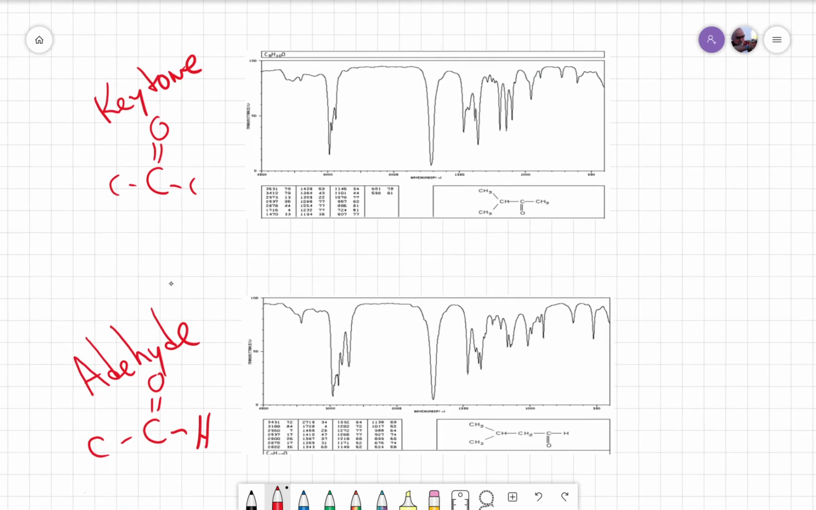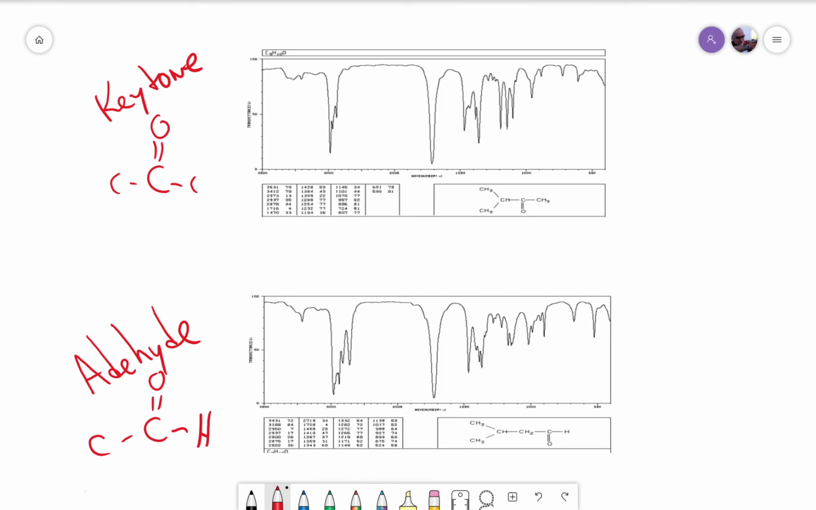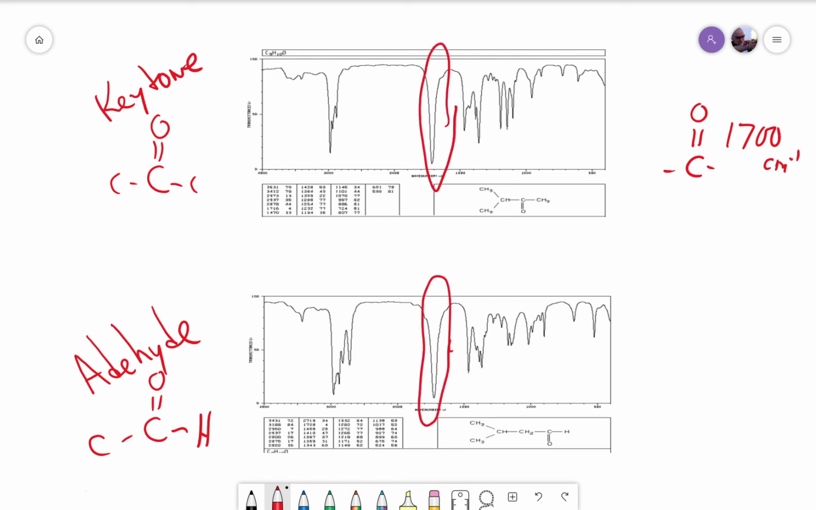Now if we go on to carbonyl containing compounds, remember the carbonyl is about 1,700 reciprocal centimeters, and it is a very easy peak to recognize. It's going to be a big, strong peak right at 1,700 reciprocal centimeters. That makes this the C double bond O peak.